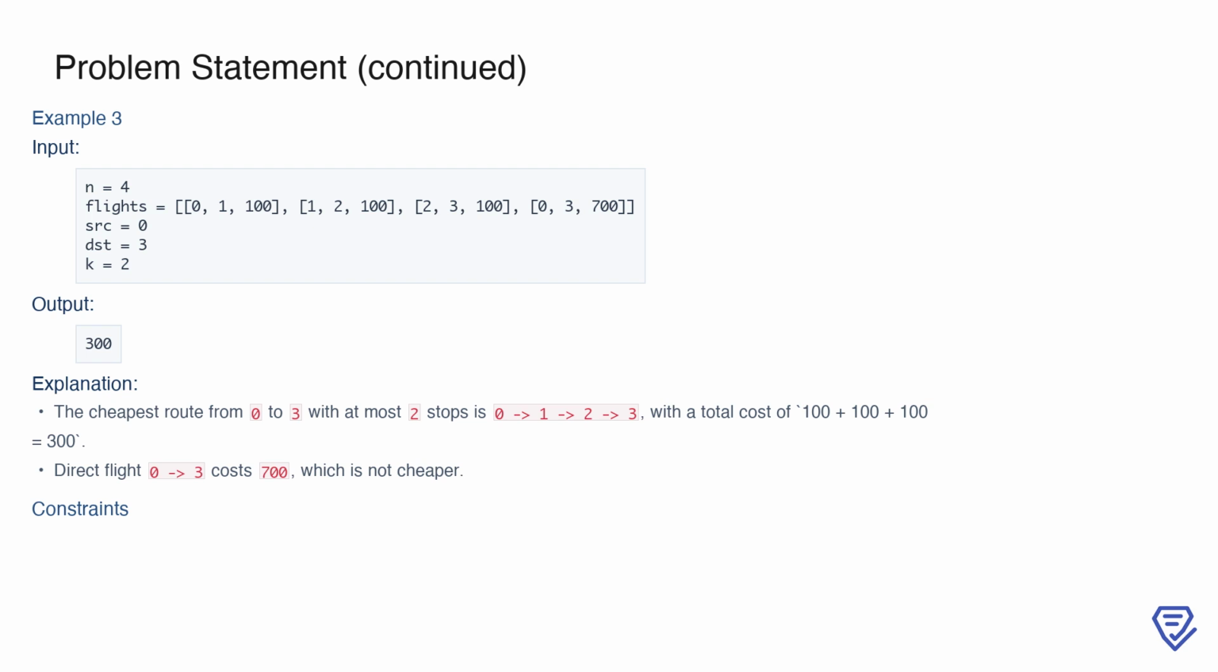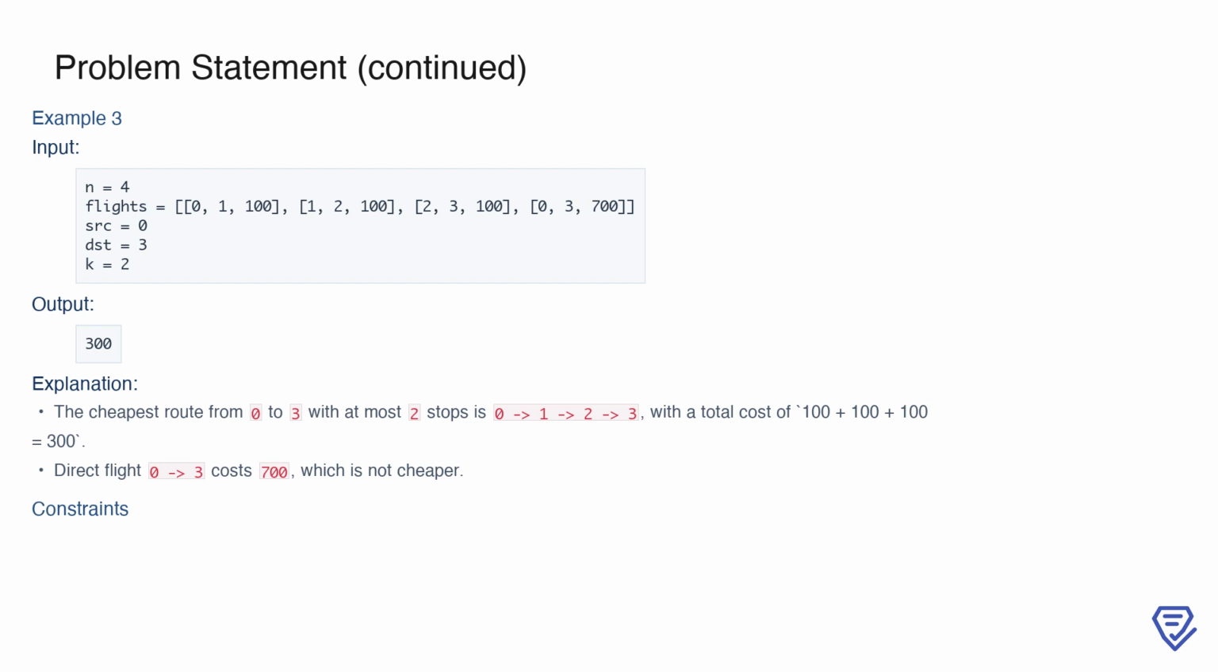Let's explore another example to understand how the problem scales with more cities and stops. Assume we have 4 cities, numbered 0 through 3, with the following flights: from city 0 to city 1 for 100, from city 1 to city 2 for 100, from city 2 to city 3 for 100, and a direct flight from city 0 to city 3 for 700. The source city is 0, the destination city is 3, and the maximum number of stops allowed is 2.